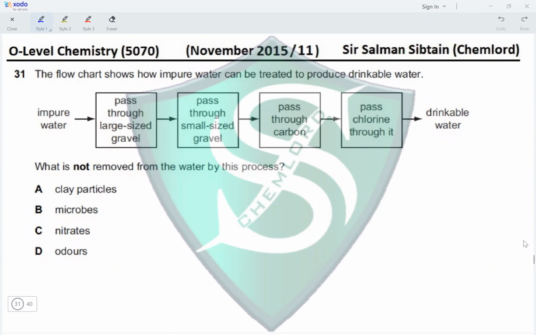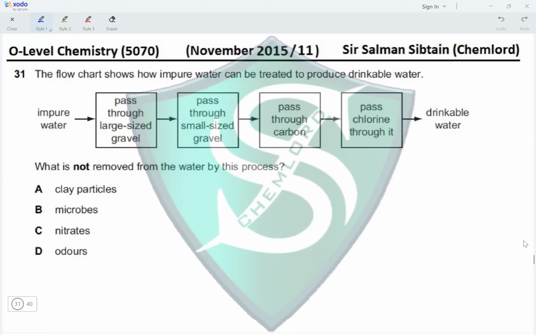Hi guys, this is O-Level Chemistry, paper 11, November 2015, question 31. The flow chart shows how impure water can be treated to produce drinkable water. Okay, so impure water is passed through large size gravel to remove large solid material from it.